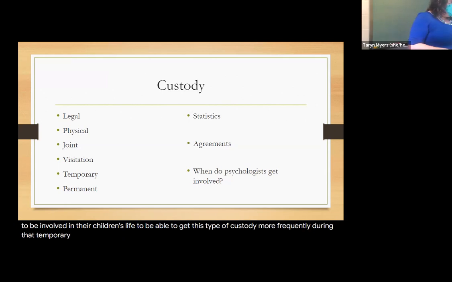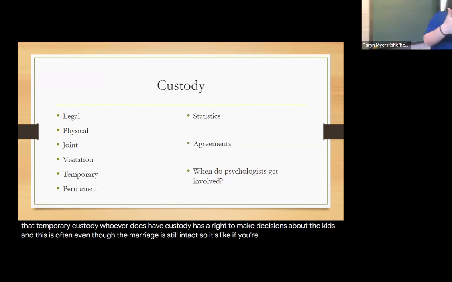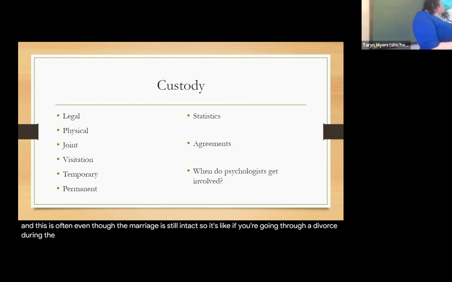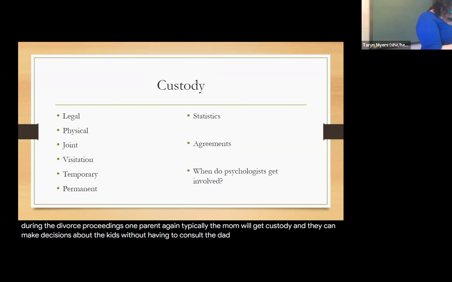During that temporary custody, whoever does have custody has the right to make decisions about the kids. And this is often even though the marriage is still intact. So if you're going through divorce, during the divorce proceedings, one parent, again, typically the mom, will get custody and they can make decisions about the kids without having to consult the dad.